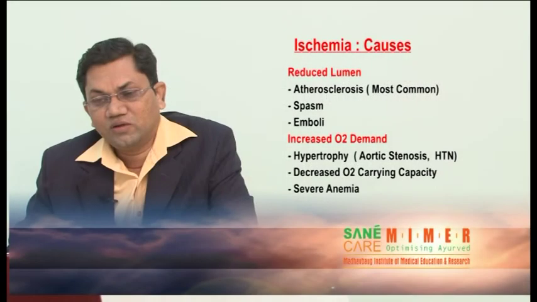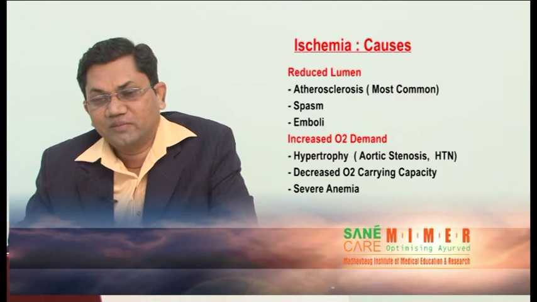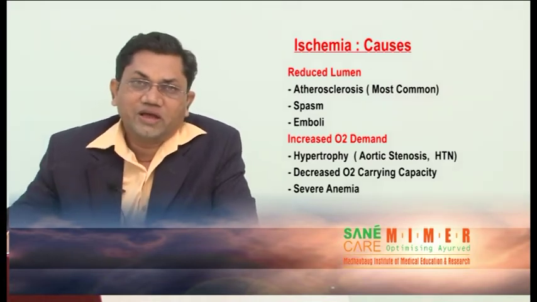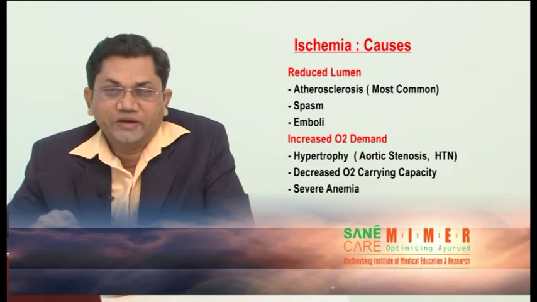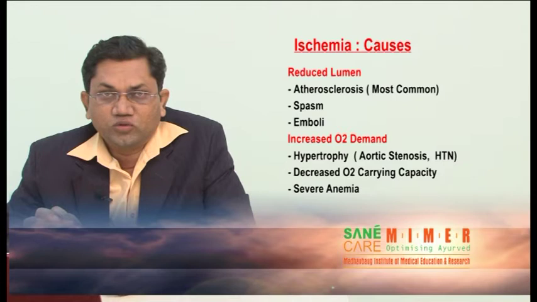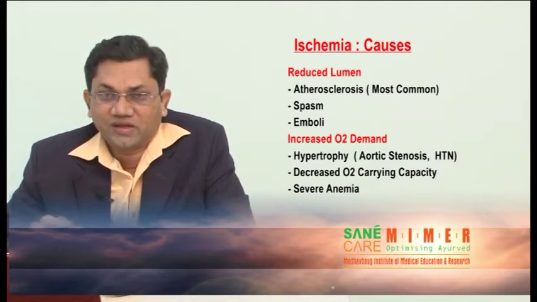So now coming to the causes of the ischemia. What are the different causes that may lead to ischemia? The main and important cause that may lead to ischemia is the reduced lumen. Now we need to see which causes lead to the reduction in lumen size.